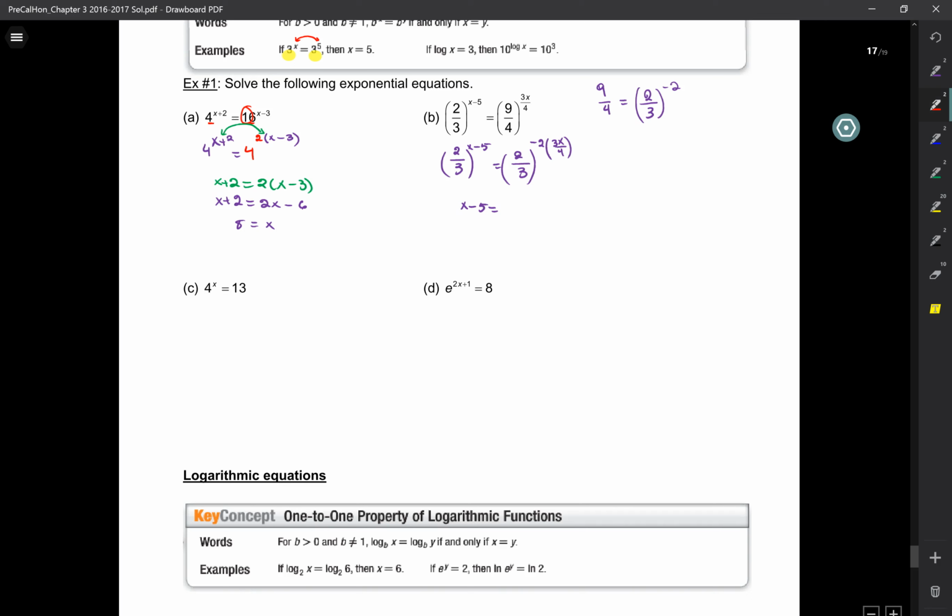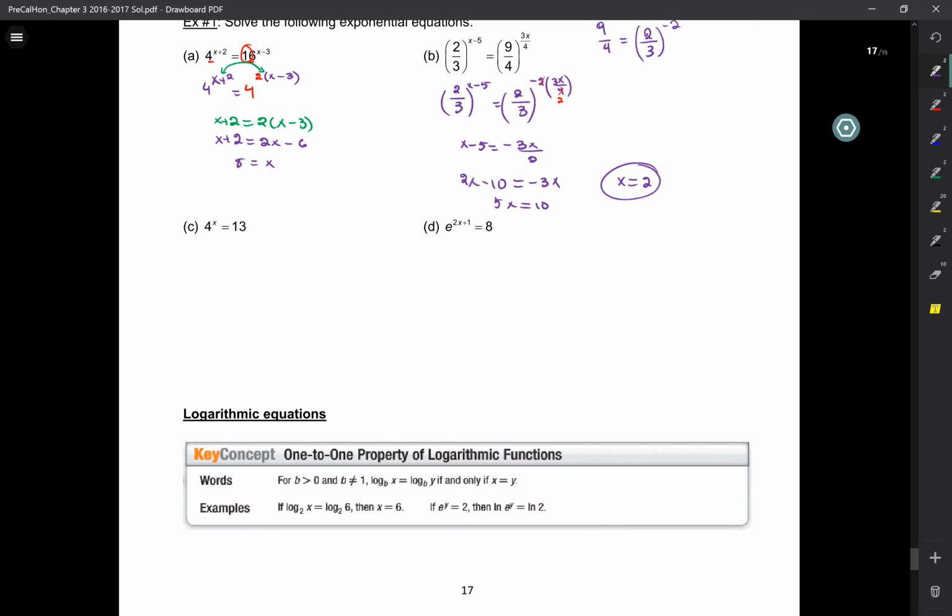What do I have here? Negative 2, and here we have a 4, so that'll be a 2 here. So this is negative 3x over 2. Simplifying further, 2x minus 10 is equal to negative 3x. 5x is equal to 10. And x is equal to 2. All right, let's do another one.